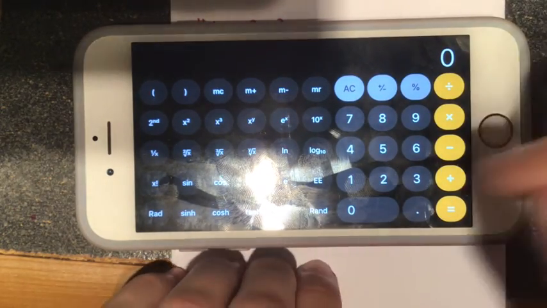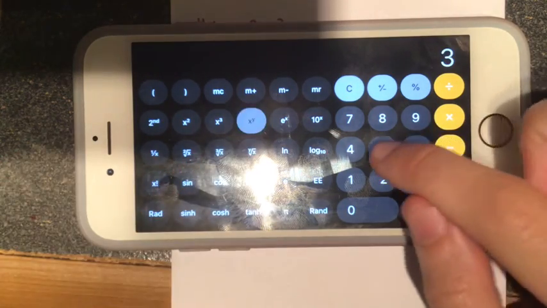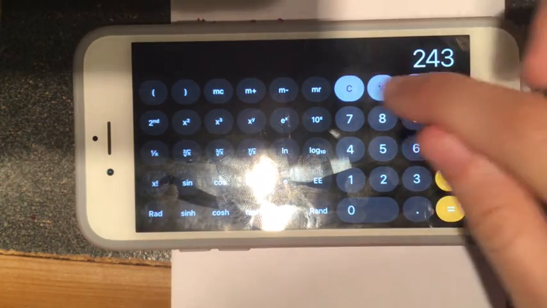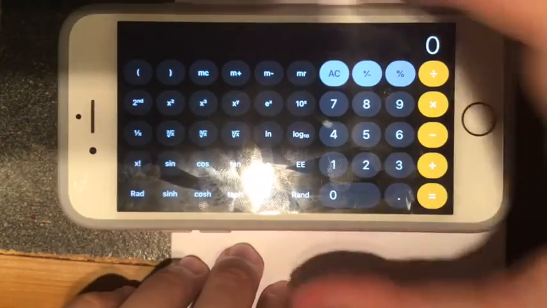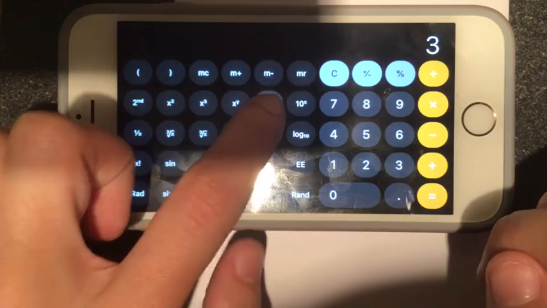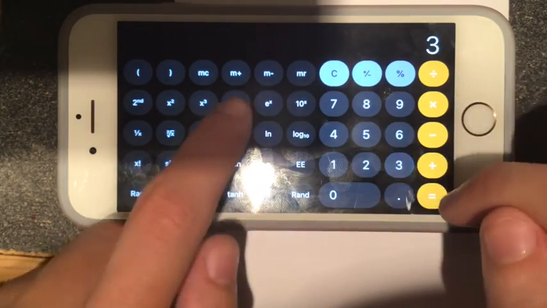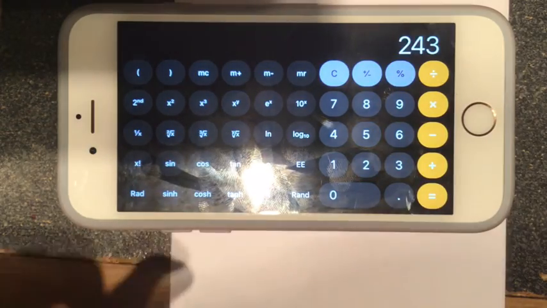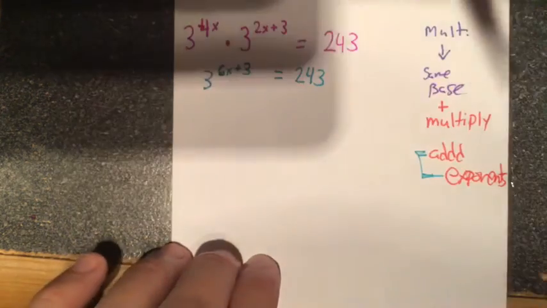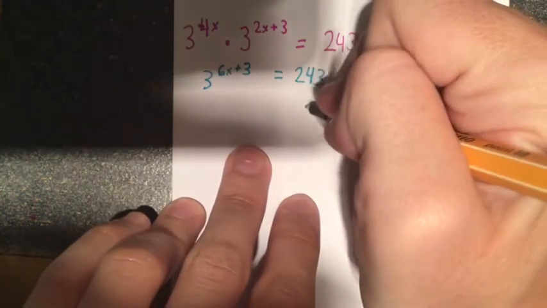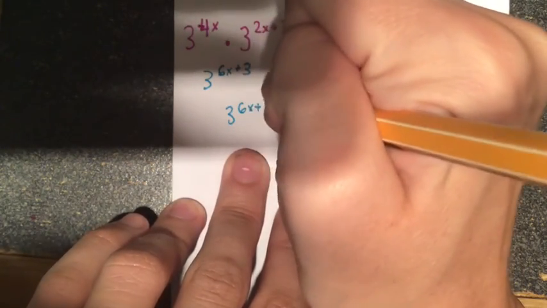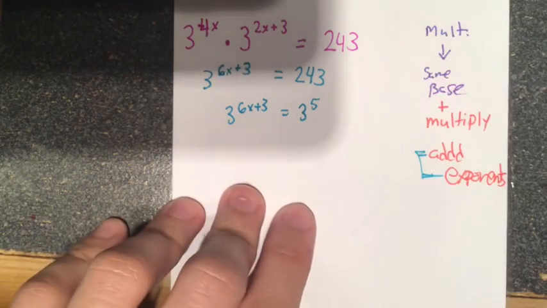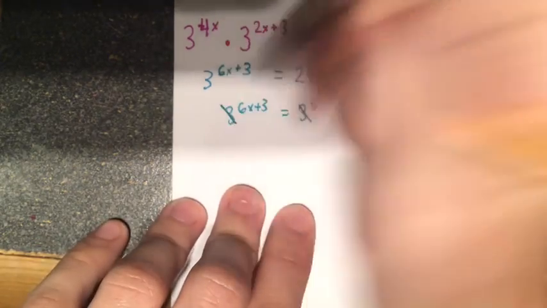And you might just have to do some guess and check here. So you could say 3 to the 5th power, and that gets me 243. So that means I can rewrite 243 as 3 to the 5th power, which is equal to 3 to the 6x plus 3 power.